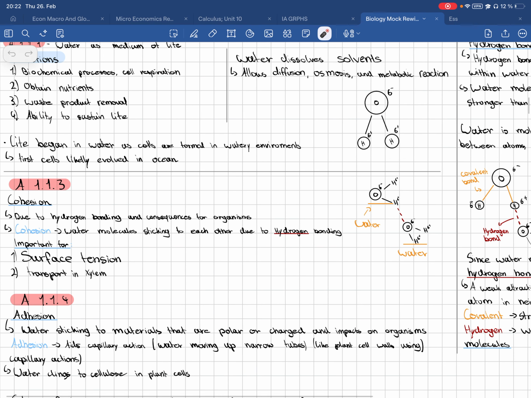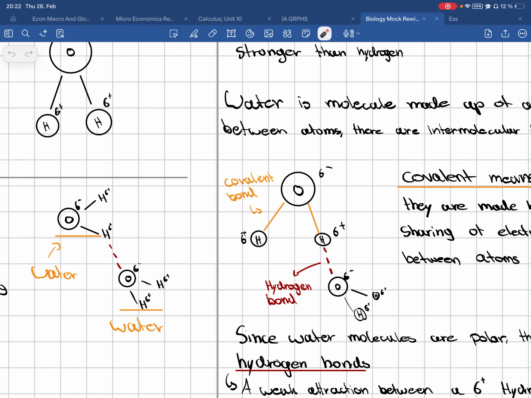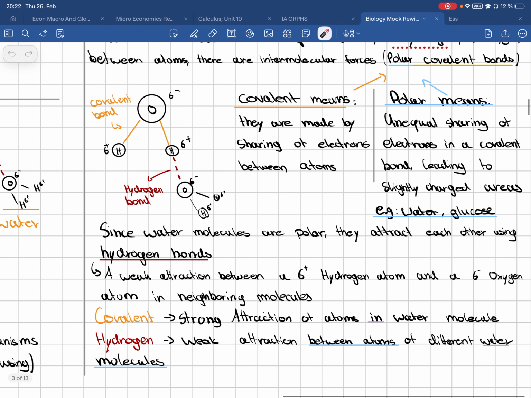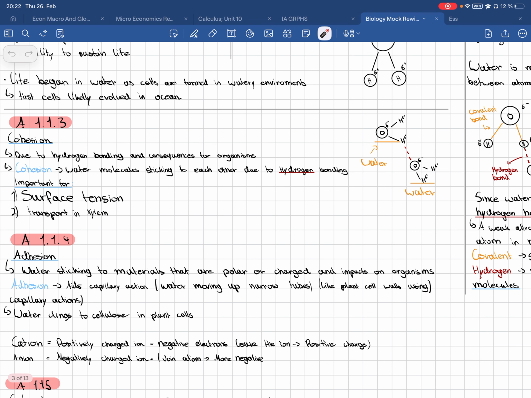We'll go to A1.1.3. This talks about cohesion. Cohesion occurs when water molecules stick to each other. This is what I just explained. This water molecule sticks to this water molecule through the hydrogen bonds, which is a weak attraction between the positive hydrogen and the negative oxygen of different molecules. This happens due to hydrogen bonding, and this is important for things such as surface tension and the transport in xylem, which you will learn in a future unit.